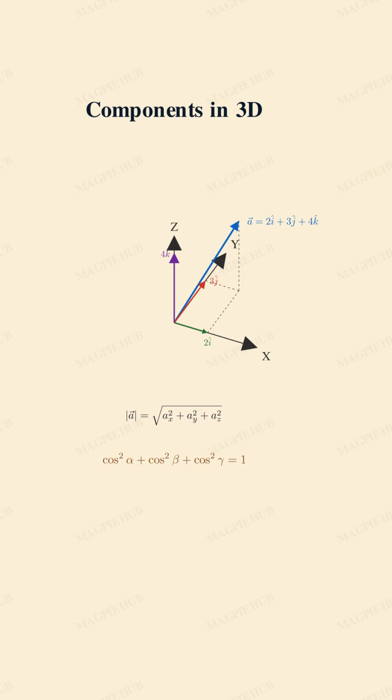What exactly are direction cosines? I always get confused. Direction cosines are simply the cosines of the angles that the vector makes with each coordinate axis. Alpha is the angle with the x-axis, beta with the y-axis, gamma with the z-axis. They tell you how the vector is oriented in 3D space. The key identity, the sum of their squares equals 1, is used in many JEE problems. Watch the 3D visualization.